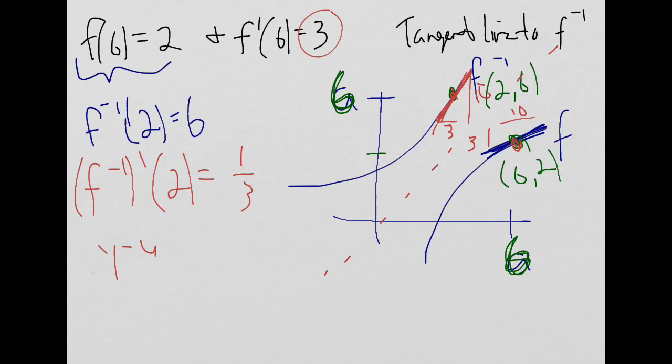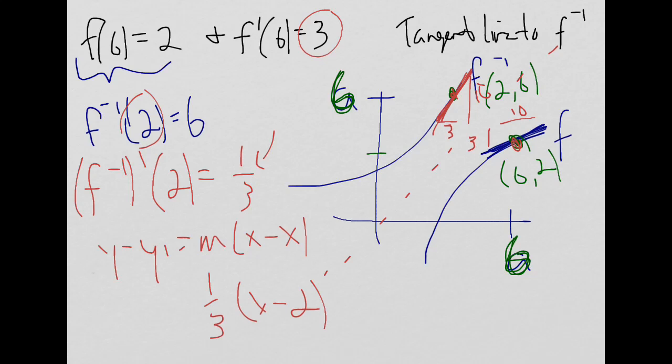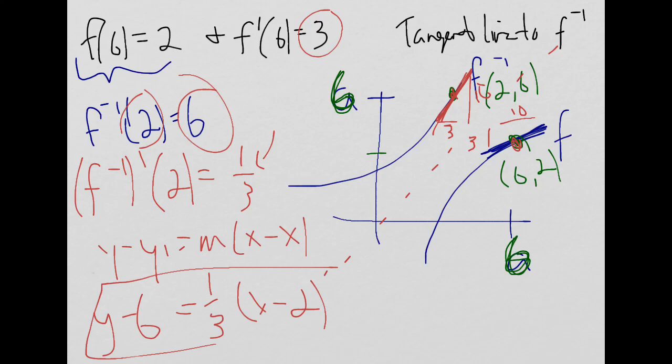Now I just do point slope, so I do y minus y1 equals m times x minus x1, and this is my x1, so I get x minus 2. This is my m, so I get 1/3. And that's equal to y minus, this y value right here, 6. That's it, I got my answer, right? Yeah. Cool.